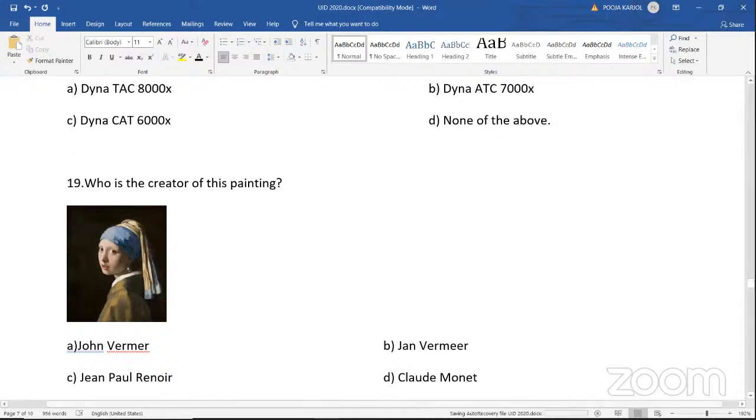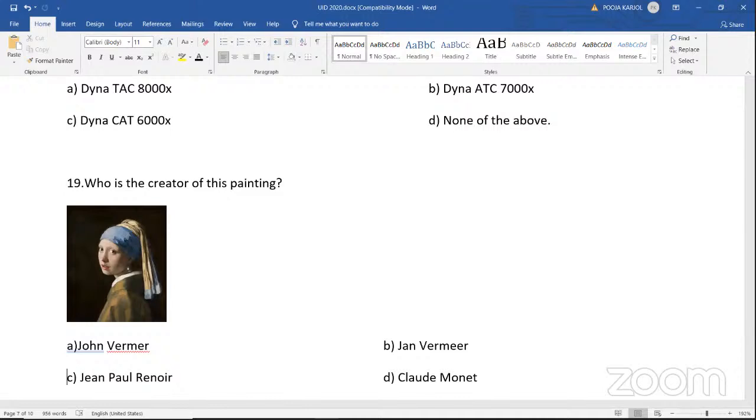Claude Monet is another painter. He draws realistic paintings, like the one with the umbrella in the sunny morning. Claude Monet, okay. Very realistic, yes. And landscape. He is very famous for his landscapes.